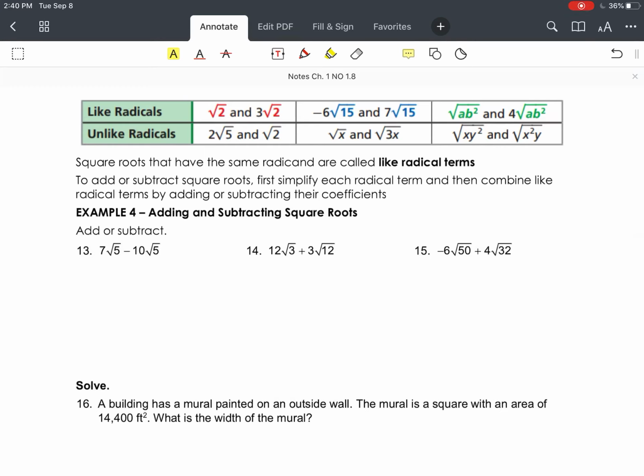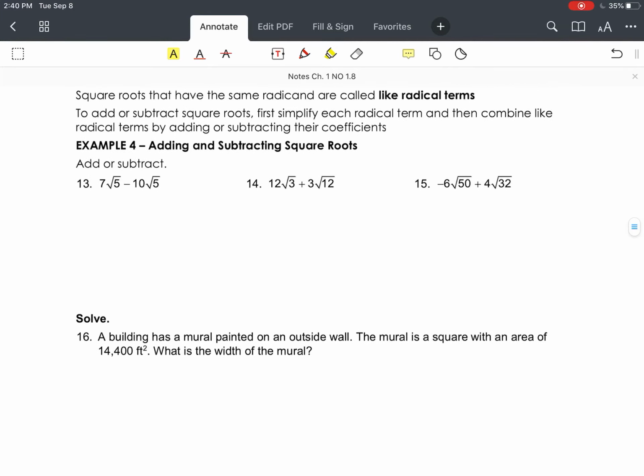All right, last thing here is like and unlike radicals. Just like with combining like terms, they have to have the same variables with the same exponents. Like radicals have to have the same number underneath the radical, which is called the radicand. You cannot add or subtract radicals if they don't have the same number under the square root.